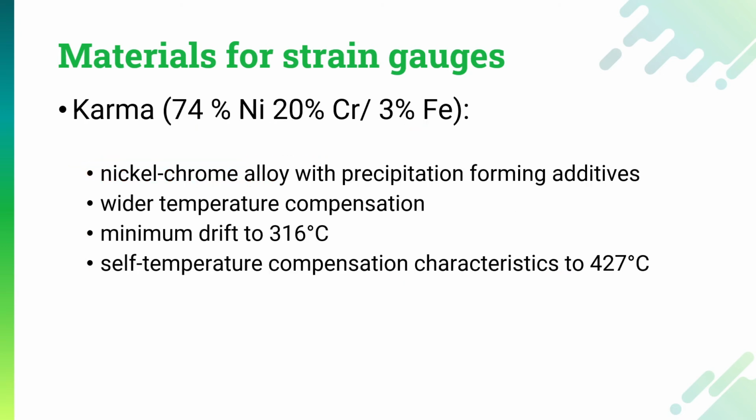The second material is Karma, which is a nickel chrome alloy with precision forming additives. It provides a wider temperature compensation than Constantan. The special treatment given to this particular alloy gives minimum drift up to 316 degrees Celsius. The self temperature compensation characteristics are available up to 427 degrees Celsius.